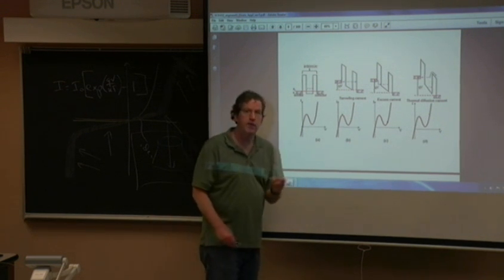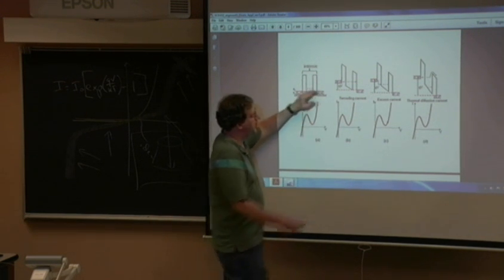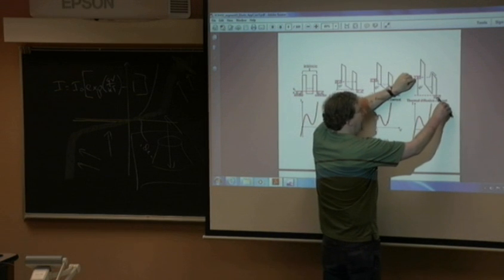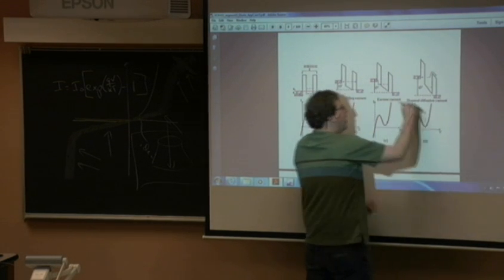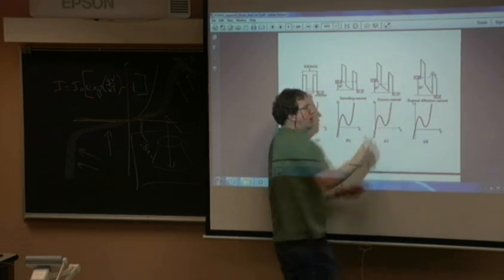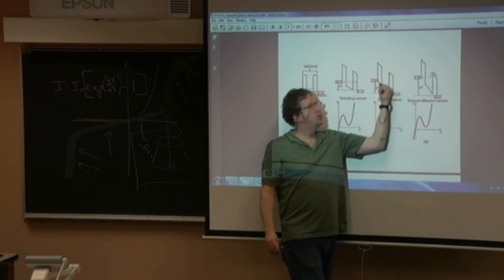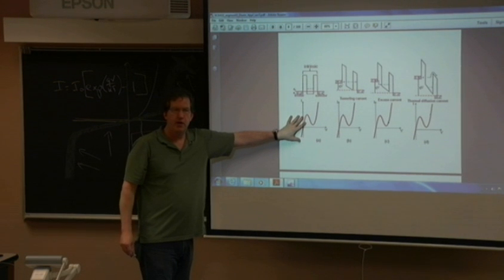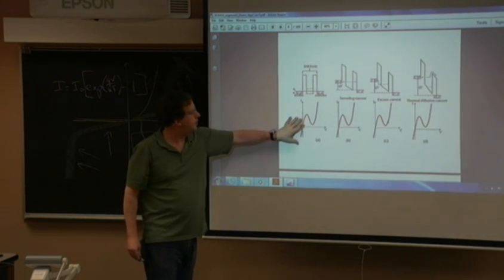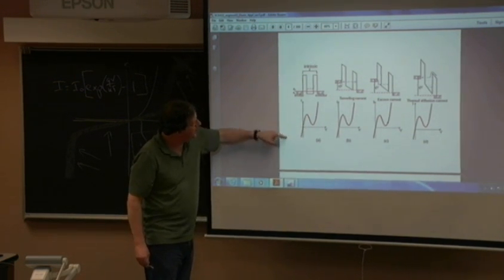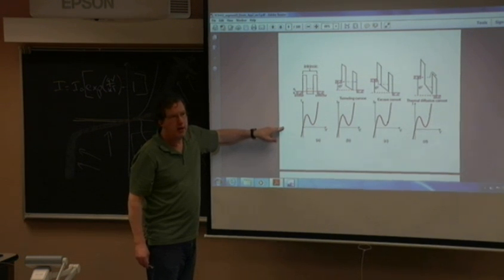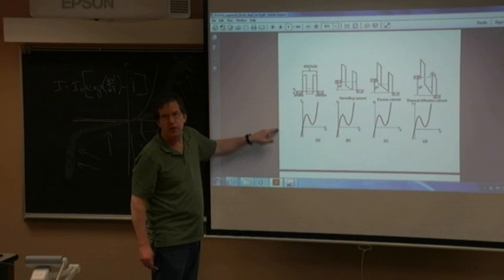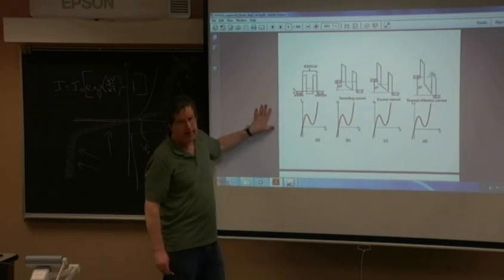The only difference is that there's nothing preventing me from biasing it the other way and having the carriers tunnel from the right side through the quantum well. I don't show it in this figure. This is another figure from our book chapter, but I actually have a symmetric negative differential resistance. I actually have a symmetry to this device on the other side. Okay.